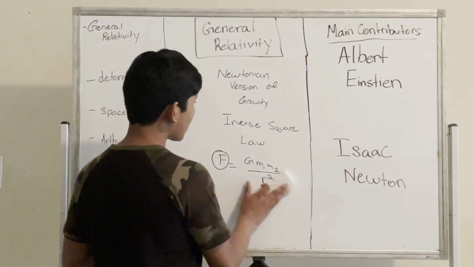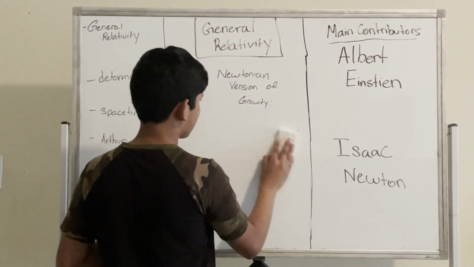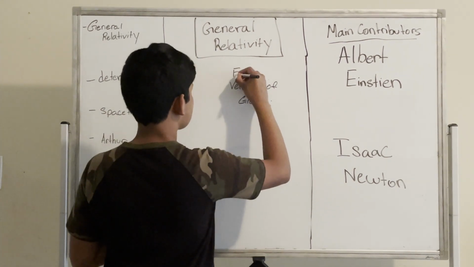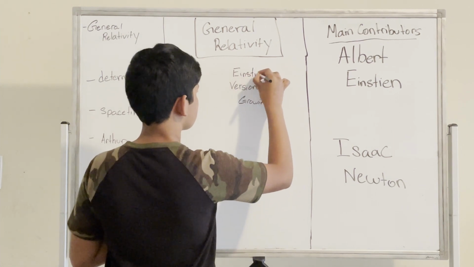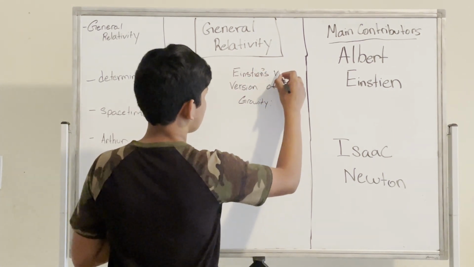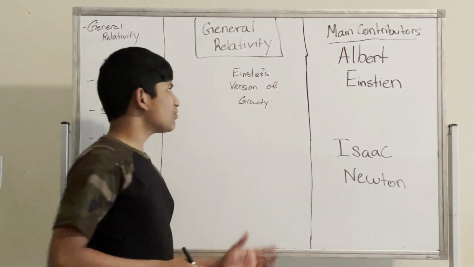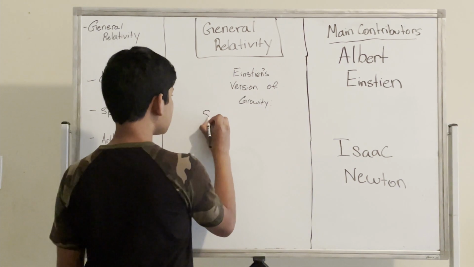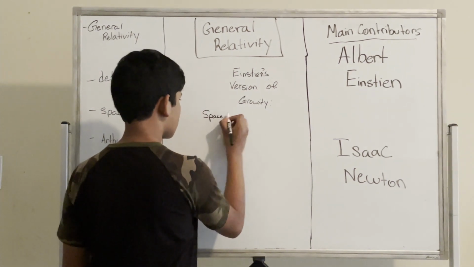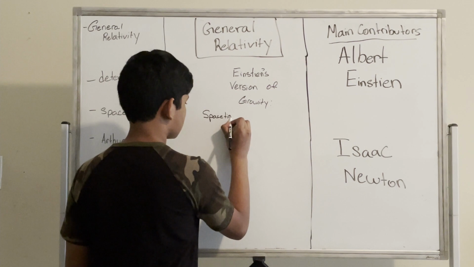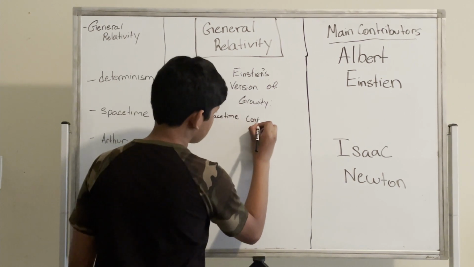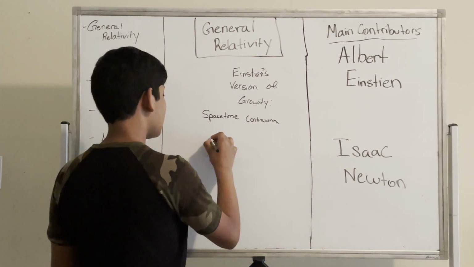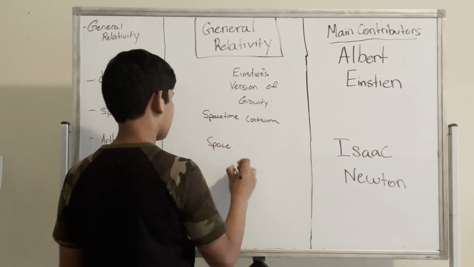Okay, now let's talk about Einstein's version of gravity. Now, to understand Einstein's version of gravity, we need to talk about the space-time continuum. To understand that, we need to talk about space and time.